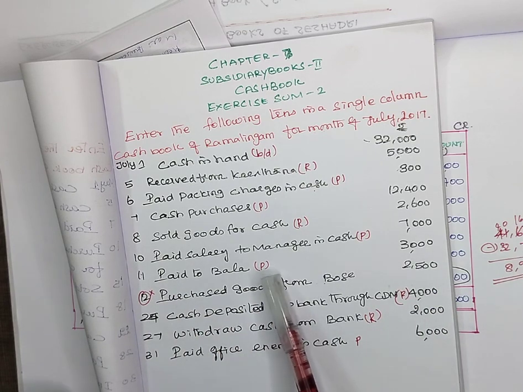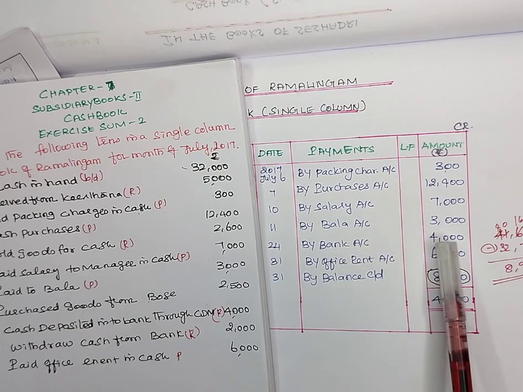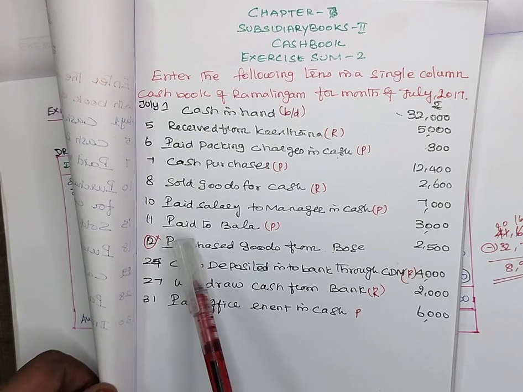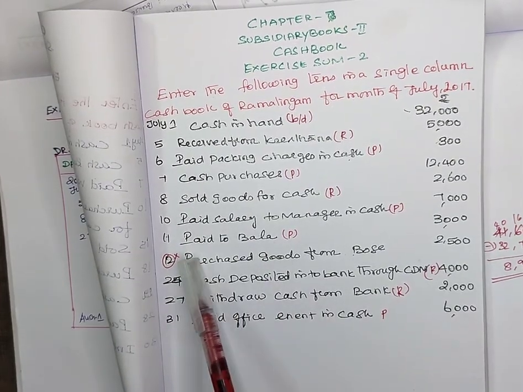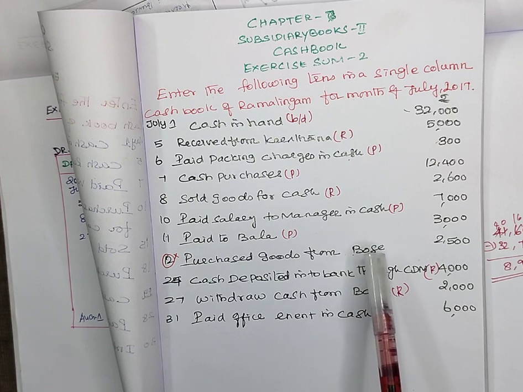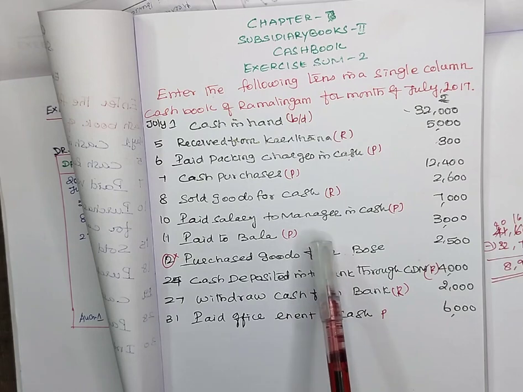Paid means payment. You can go to the payment side, dated on 11, by Bala account 3000 rupees. In other way you can think, what is the journal entry to paid Bala? Paid means cash account decreases. You have to enter the cash account into the credit side, okay? So Bala account debit to cash account. This is the journal entry.